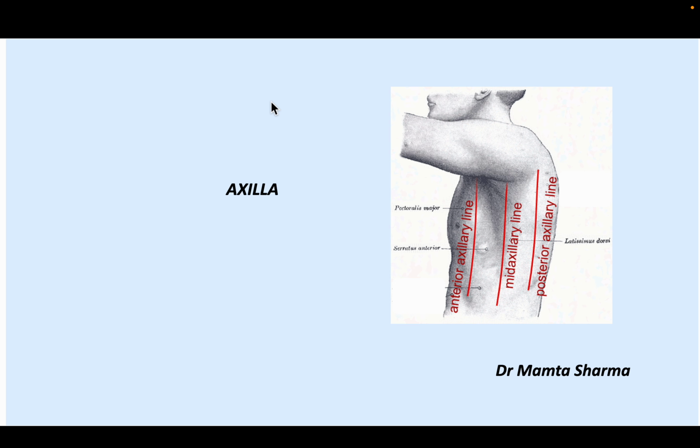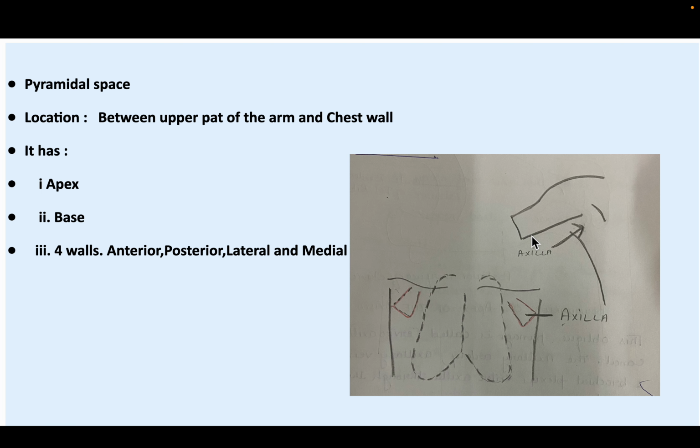Students, today we will discuss the axilla. In the diagram it is visible: anterior axillary line, posterior axillary line, and between these two lines this is the mid axillary line. Now this is the anterior fold of the axilla formed by the pectoralis major. This is the posterior fold of the axilla formed by latissimus dorsi.